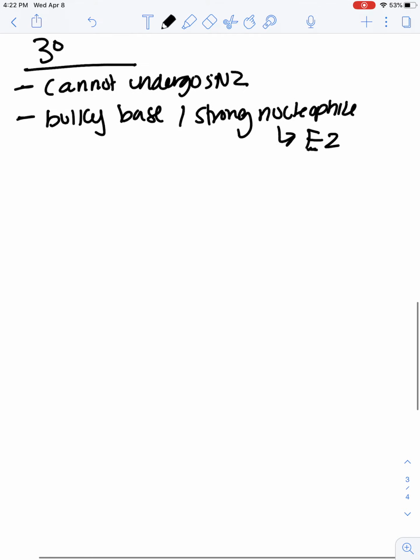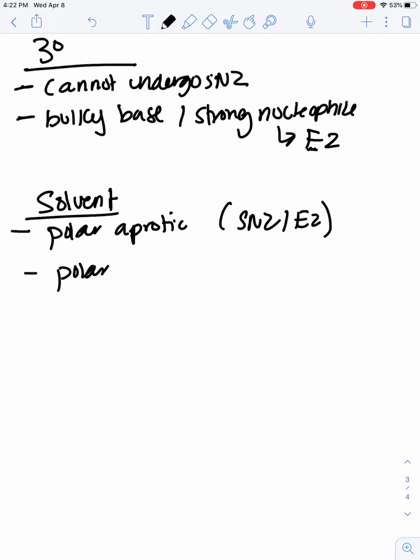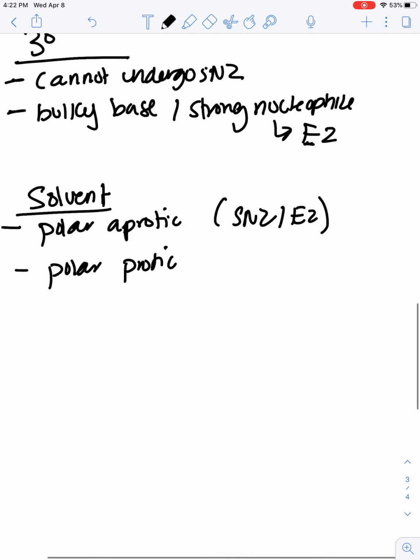So solvents, I did just mention solvents, but when we look at solvents, we have, remember, polar aprotic. Polar aprotic solvents aren't capable of forming hydrogen bonds, so that's going to be favored for SN2/E2 reactions. We have polar protic. Polar protic solvents do form hydrogen bonds, something like water or alcohol. So this is going to be SN1/E1 reactions.